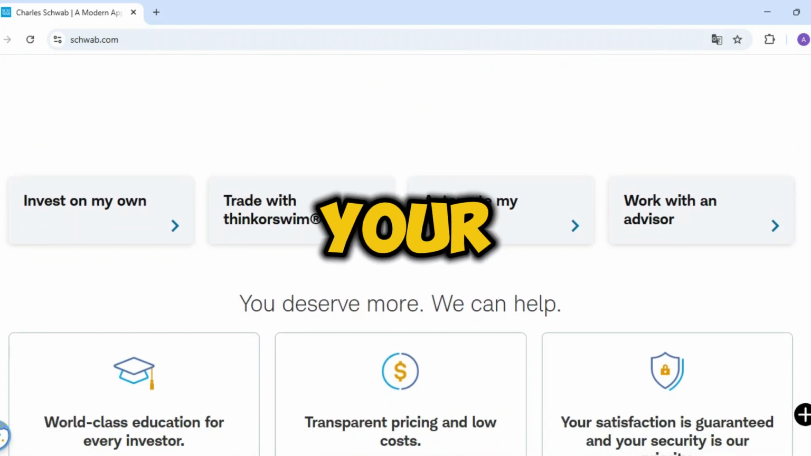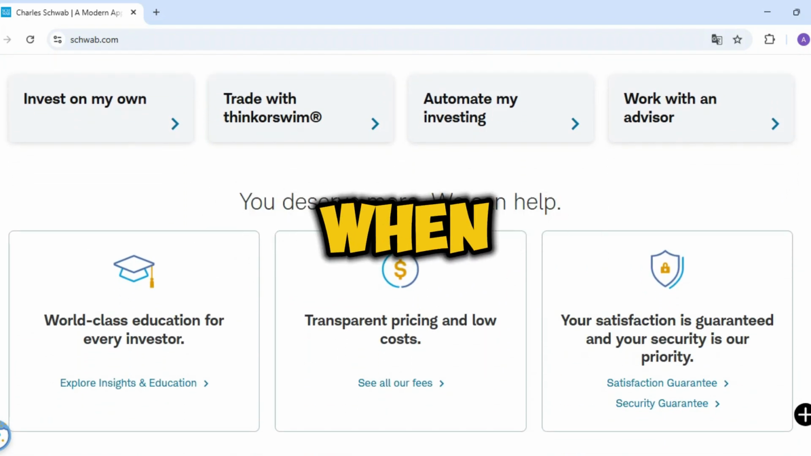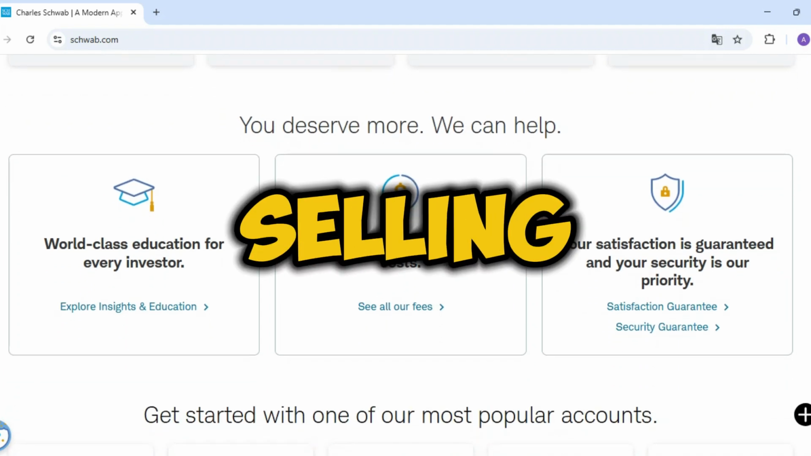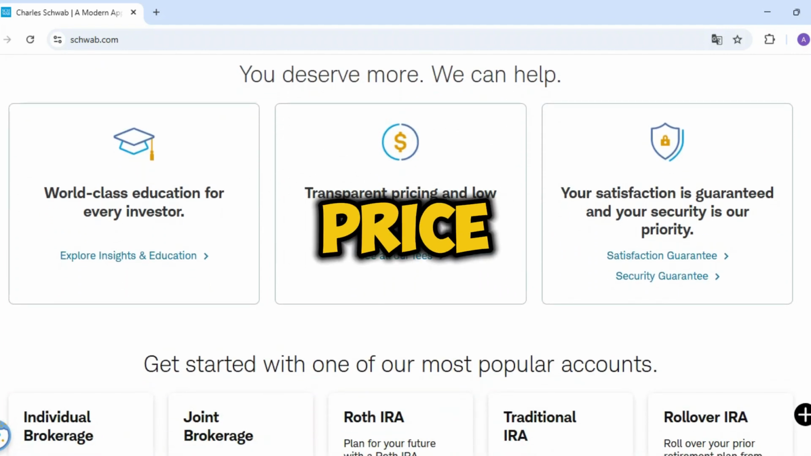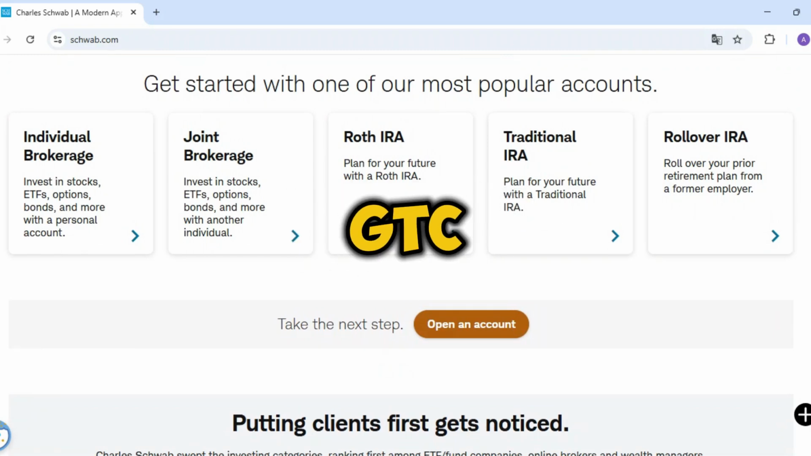Step 2. Set your price and duration. For a limit order, enter the maximum you'll pay when buying or minimum you'll accept when selling. For a stop loss, set the price that triggers the sale. Choose day, good for today, or GTC, good till cancelled, 60 days.